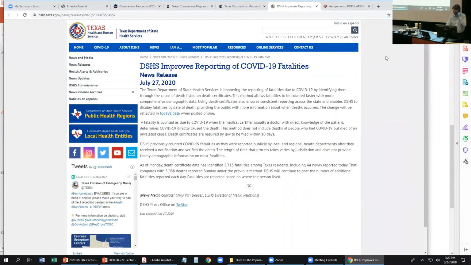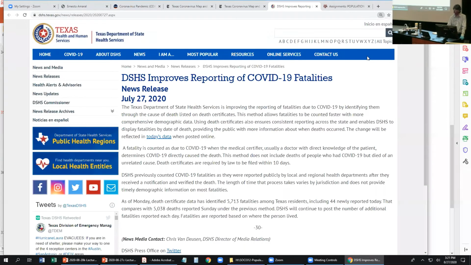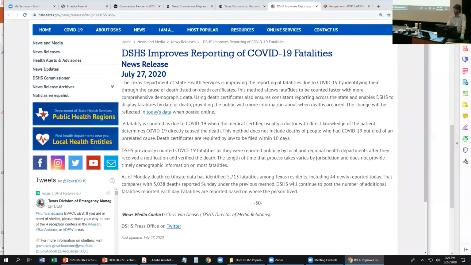And here you're going to see that the Texas Department of State Health Services is improving the report of fatalities due to COVID-19 by identifying them through the cause of death listed on the death certificate. These methods allow fatalities to be counted faster with more comprehensive demographic data. So actually that increase is just saying that now we are counted better.